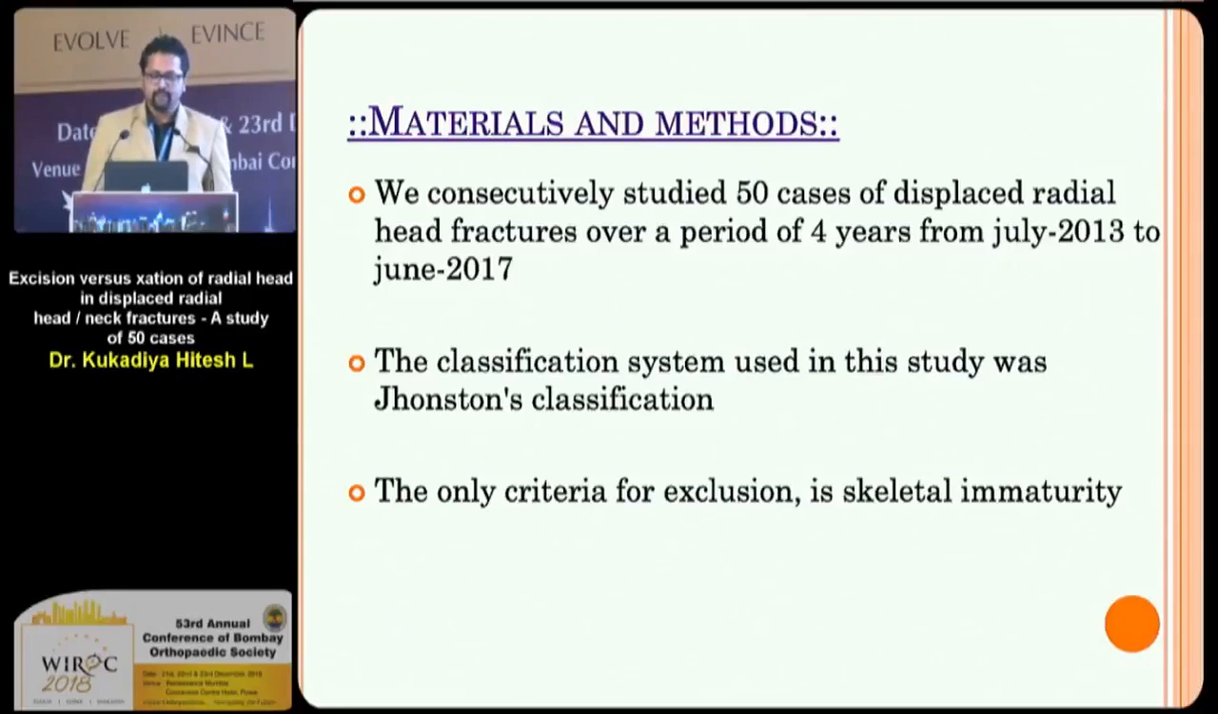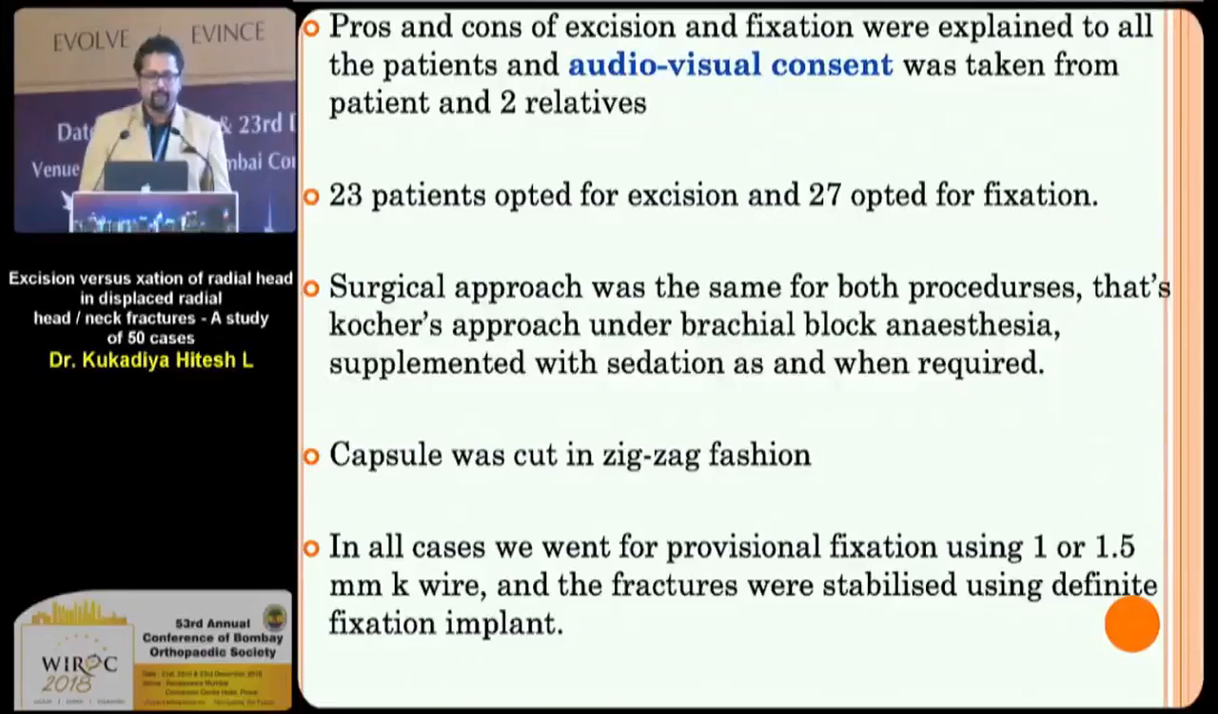In material and methods, we consecutively studied 50 cases of displaced radial head fractures over a period of 4 years from July 2013 to June 2017. The classification system used was Johnston's classification. The only criteria for exclusion were skeletal immaturity and fractures not falling in Johnston type 2 or type 3. The pros and cons of excision versus fixation were explained to the patients and audiovisual consent was taken from patients and 2 relatives. 3 patients opted for excision and 27 for fixation.